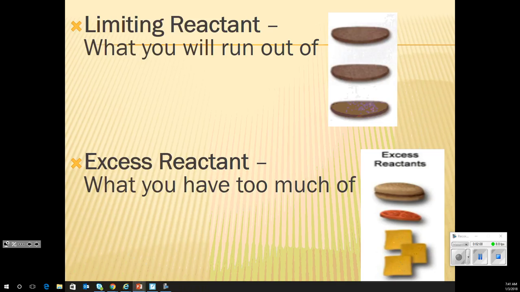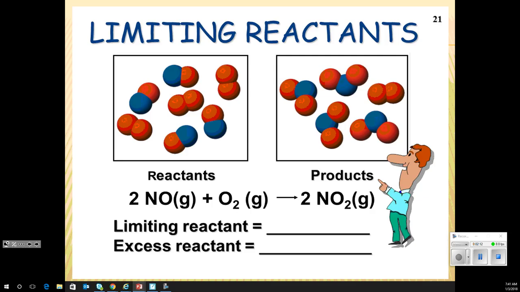Now, if we look back at what we did with our stoichiometry lab, we were doing that same thing there. So what did I run out of? The teddy bears? Did I run out of the marshmallows? Did I run out of the chocolate chips? What did I run out of first? And excess was what things were left over, what I had too much of. Okay, so limiting reagents we also work with when we're doing a reaction.